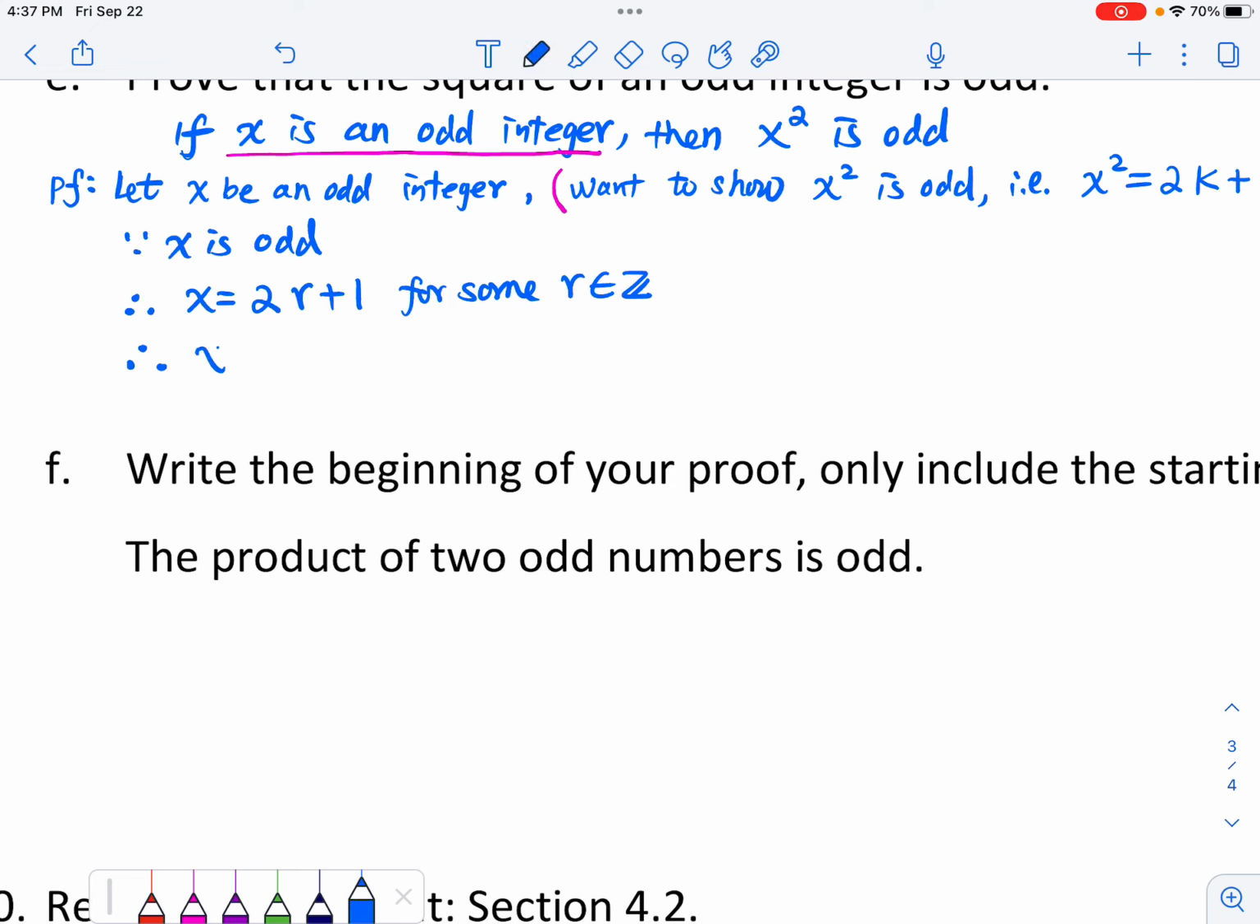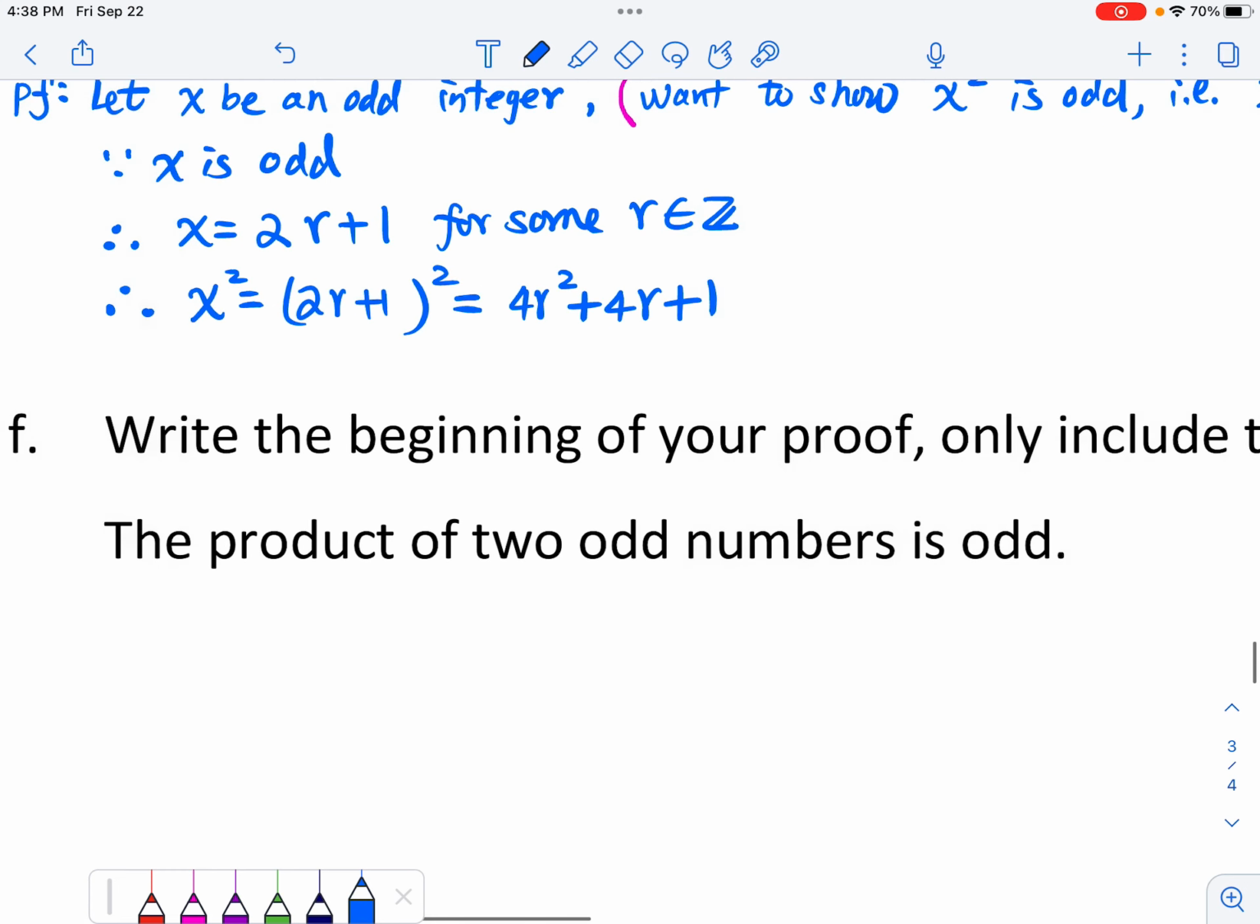Therefore, I'm going to do x squared, which is (2r plus 1) squared, and expand it, which is 4r squared plus 4r plus 1. I'm using the identity (a plus b) squared equals a squared plus 2ab plus b squared. That's the identity I'm using. A is my 2r, b is 1, so apply it. Now verify that for me.